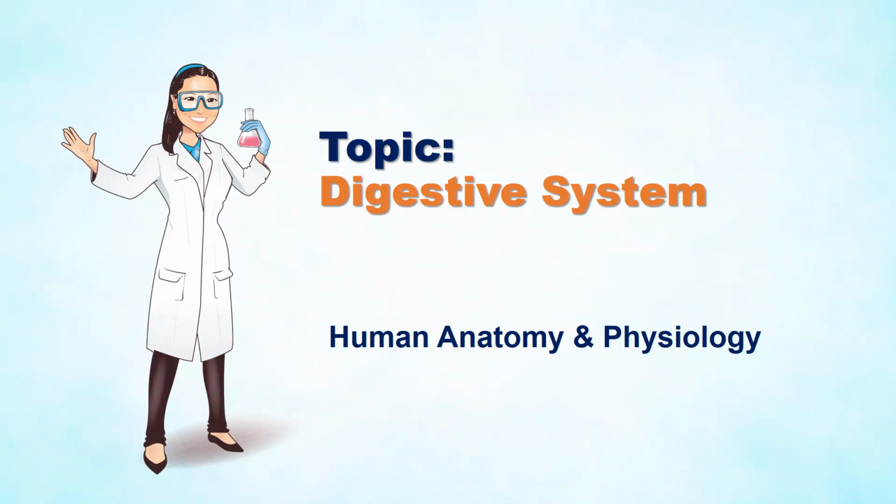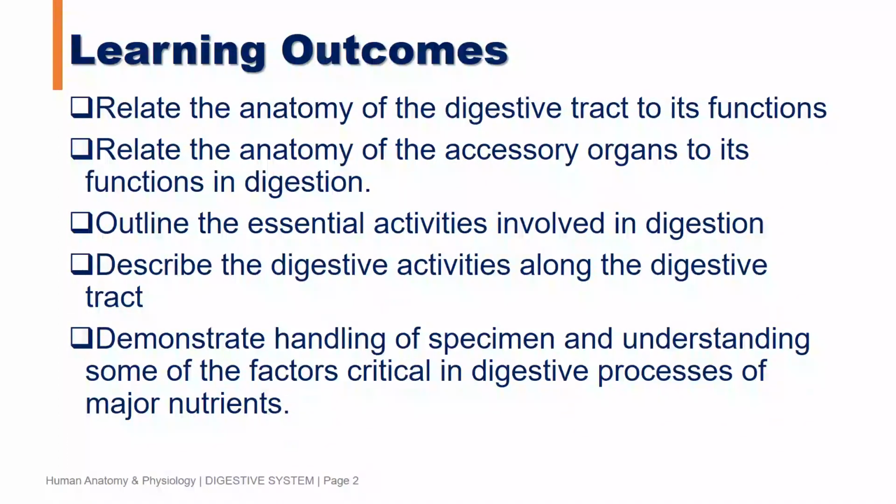Today, let us discuss the digestive system. At the end of today's lesson, you will be able to relate the anatomy of the digestive tract to its functions, relate the anatomy of the accessory organs to its functions in digestion, outline the essential activities involved in digestion, and describe the digestive activities along the digestive tract.